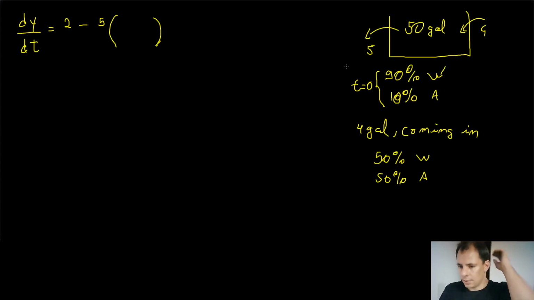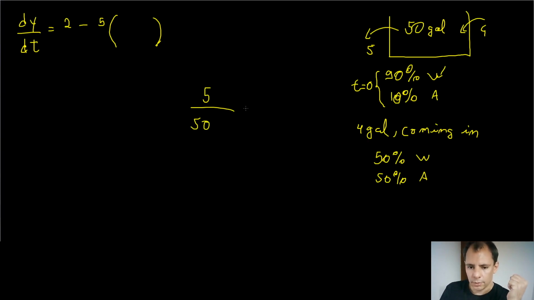Okay, now this is the thing. In the beginning, how much alcohol do you have in the tank? All right, you have 10% alcohol, 50 gallons. So in the beginning, at t is equal to 0, you have 5 gallons of alcohol and 50 gallons of solution. You had 10%. Okay.